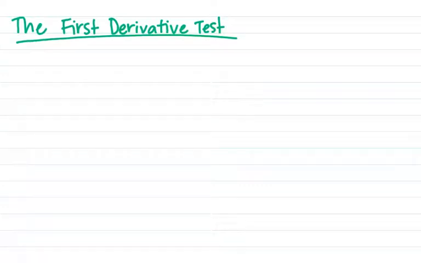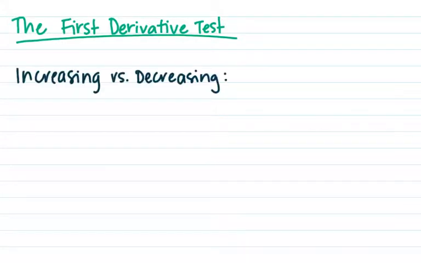So in this video, we're going to talk about how to use what's called the first derivative test. This test will help you determine where a function is increasing or decreasing, or constant, if that happens. So first, let's get some definitions out of the way for increasing versus decreasing.